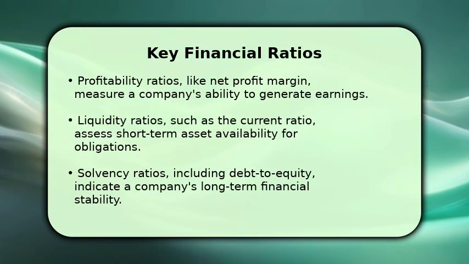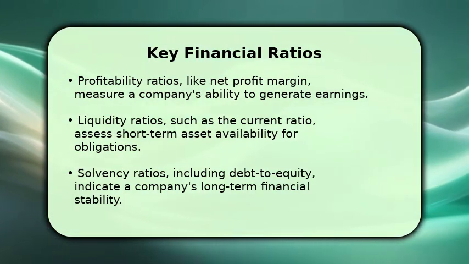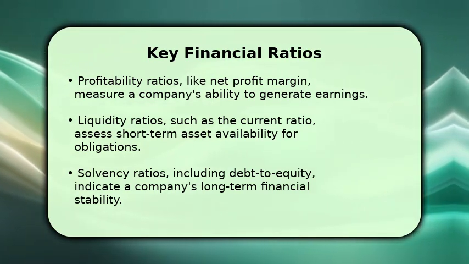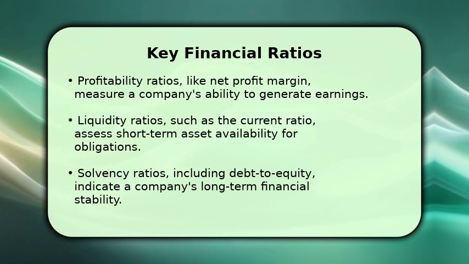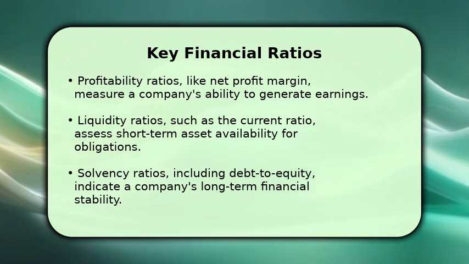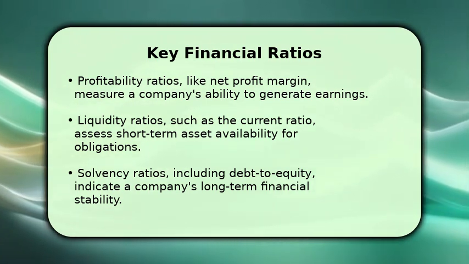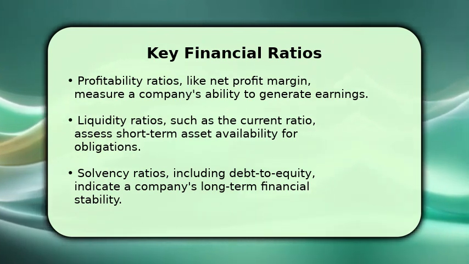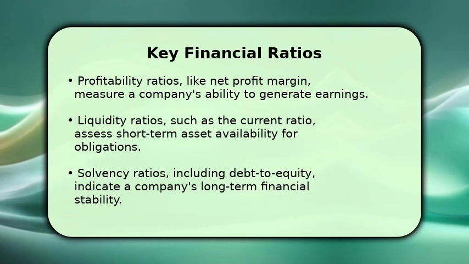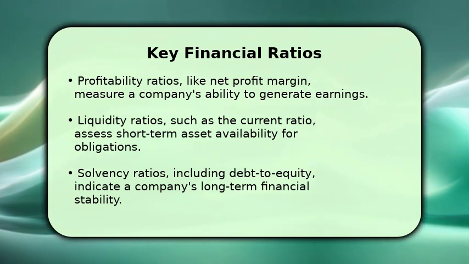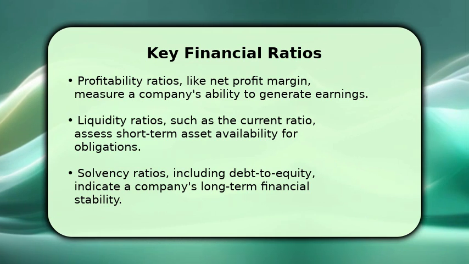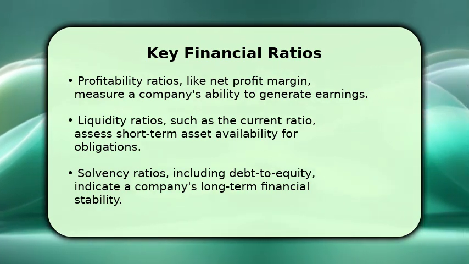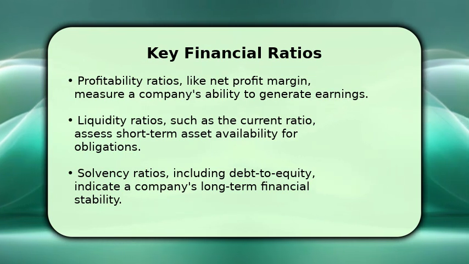Next, we analyze key financial ratios, which offer deeper insights into a company's health. Profitability ratios, like the net profit margin, show how much profit a company makes from its sales. Liquidity ratios, such as the current ratio, assess its ability to meet short-term obligations. Solvency ratios, like debt to equity, indicate long-term financial stability. These numerical tools help you compare companies and identify strengths or weaknesses quickly.